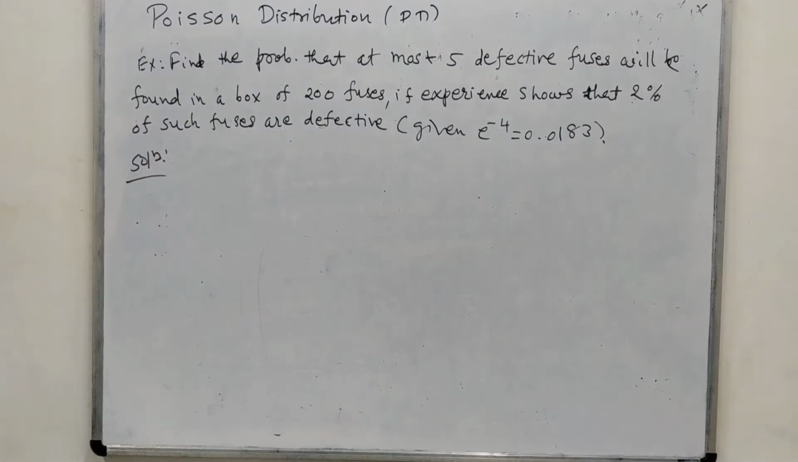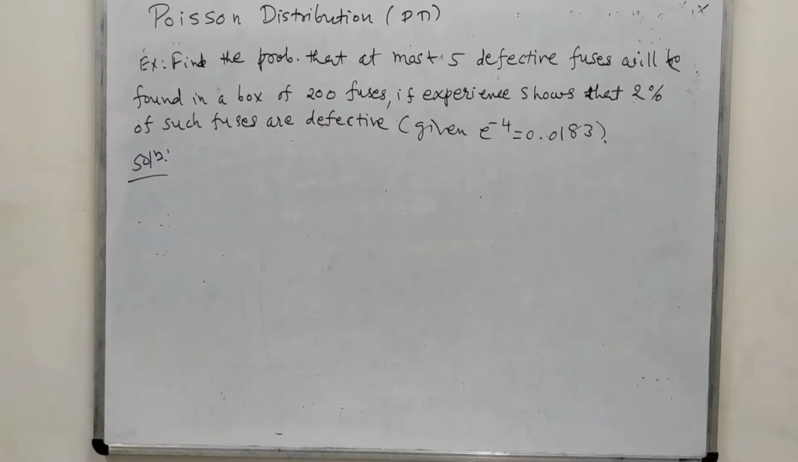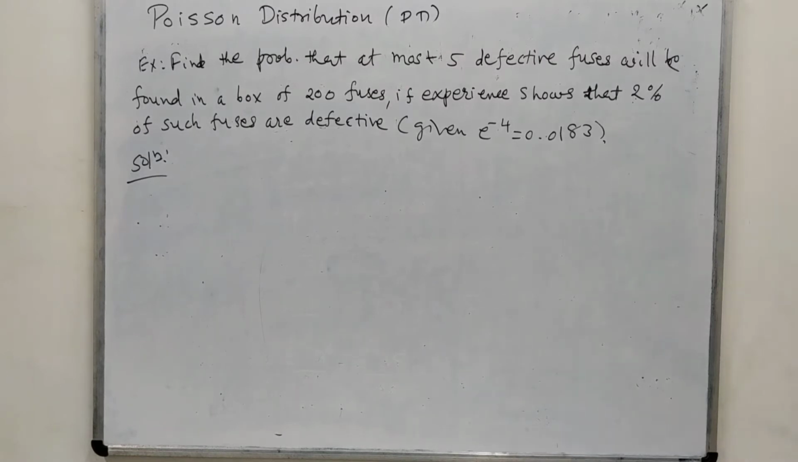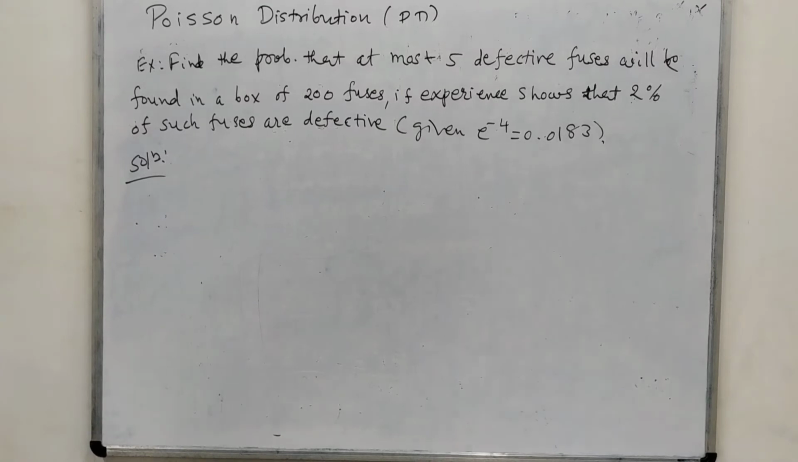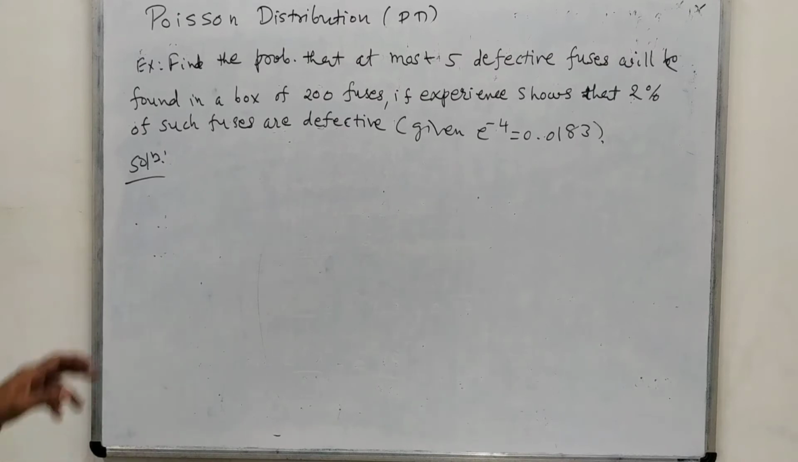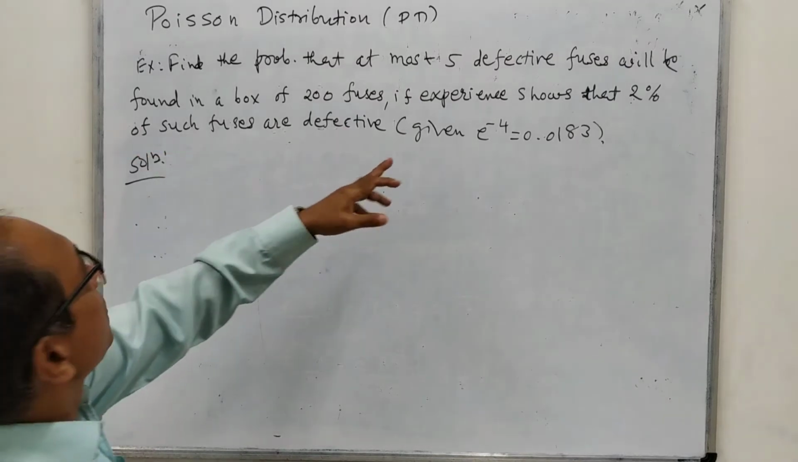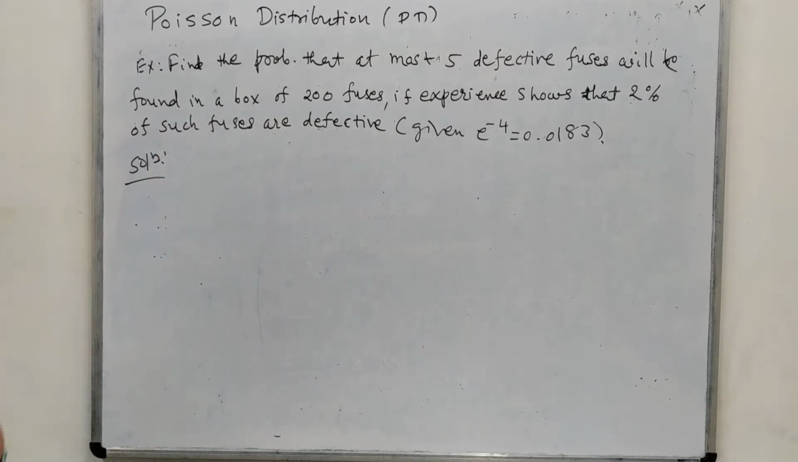Here, first of all, you look at the example and then identify which kind of problem it is. It is a problem related with Poisson probability. So in Poisson probability, normally we require the value of lambda. Okay. So here it is given: find the probability that at most 5 defective fuses will be found. At most 5 means more than 5 defective fuses should not be there. Less number of them, that means 0, 1, 2, 3, 4 or 5.